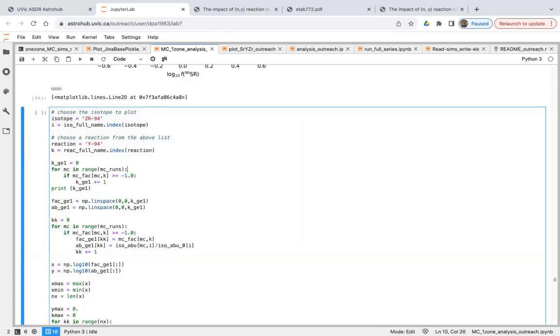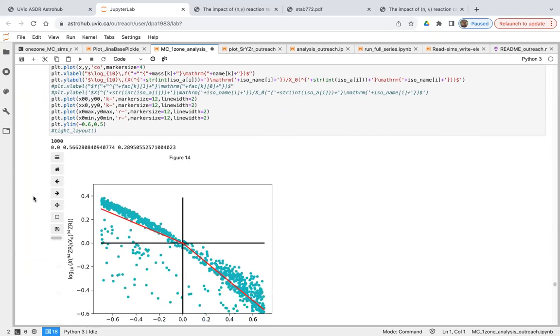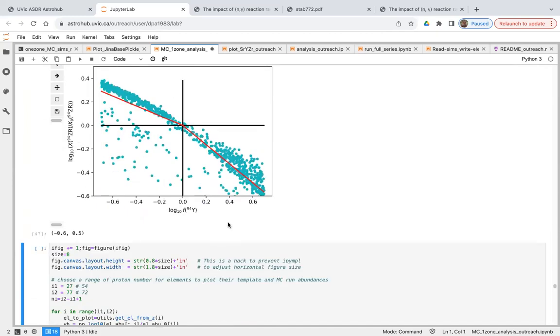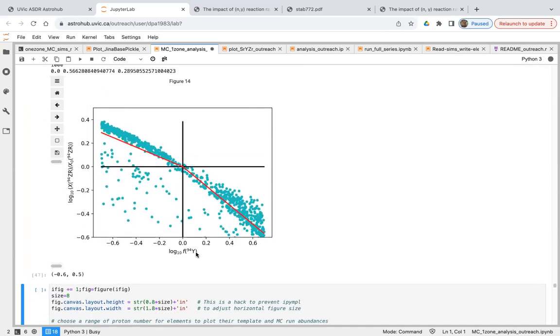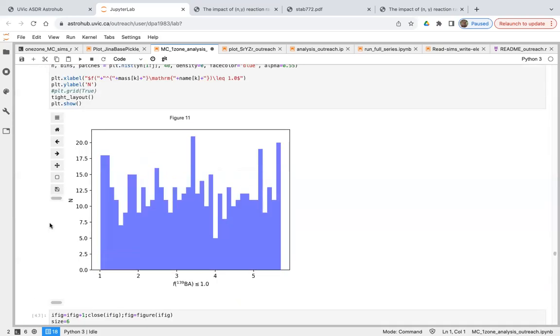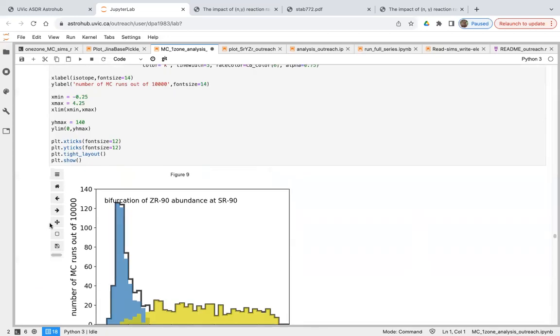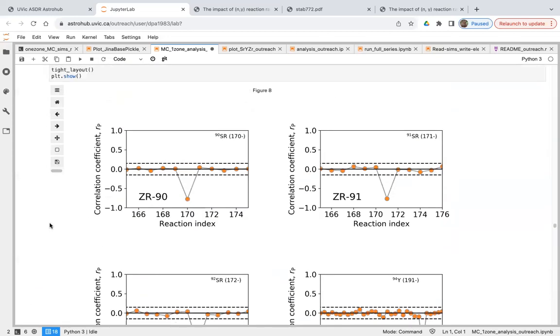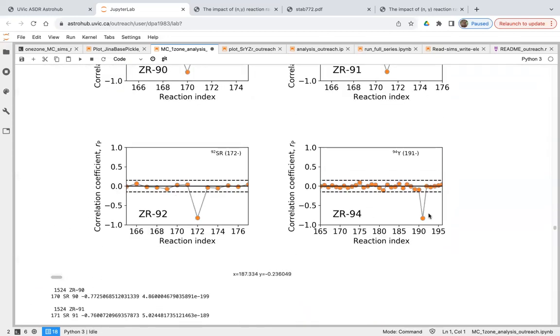Okay, now for other zirconium isotopes, this is zirconium-94 versus yttrium-94 and gamma, because that was revealed previously. For zirconium-94, the strongest impact is produced by yttrium-94.